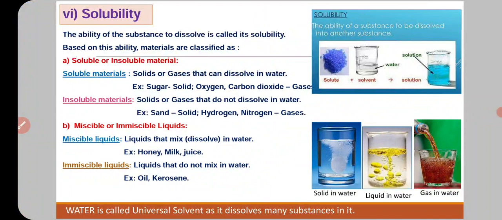Solubility is not needed because we explained it in the third lesson on separation of substances. So you can have the video over there.